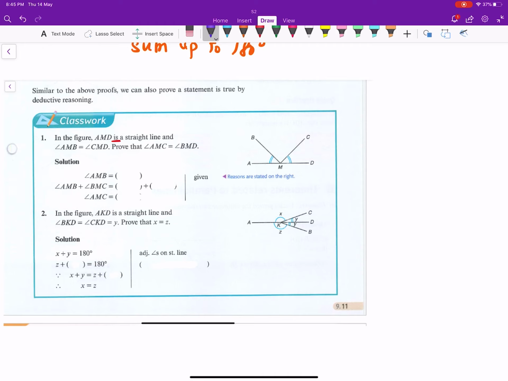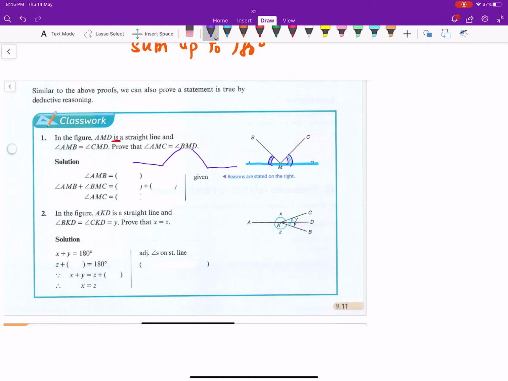It is given that AMD is a straight line, and angles AMB and CMD are equal. Okay, these two angles are equal. And then we want to prove that angle AMC, this one, equals angle BMD. Okay? So let's get started from the given condition.